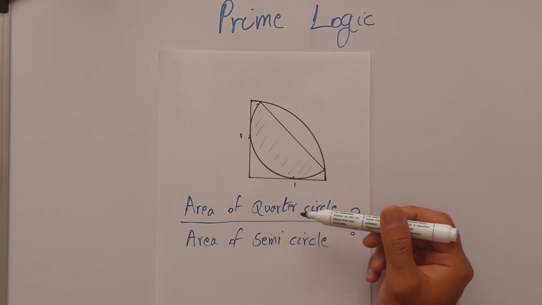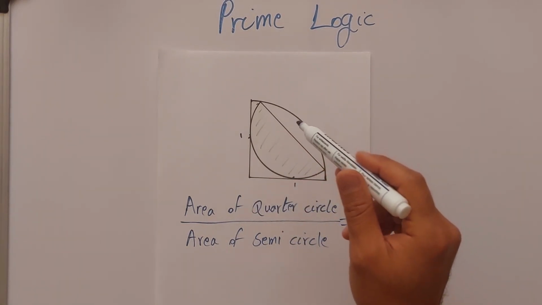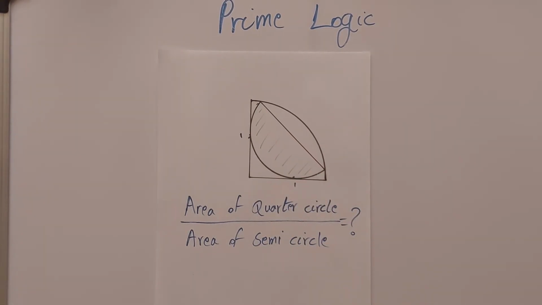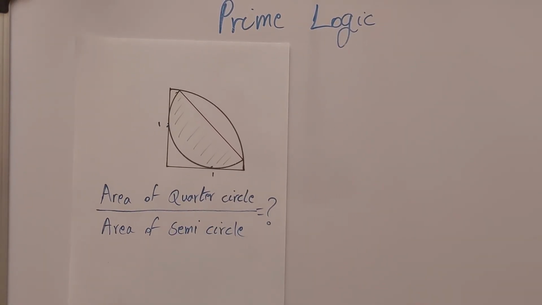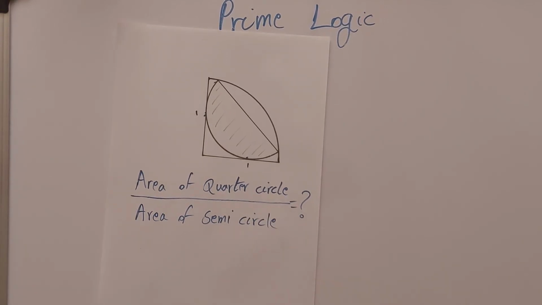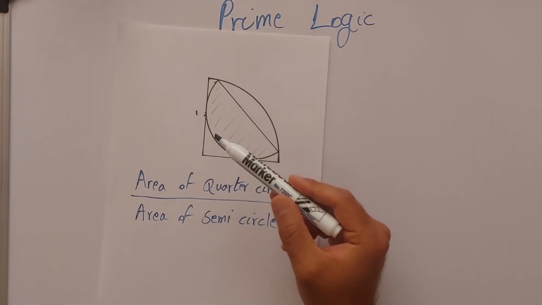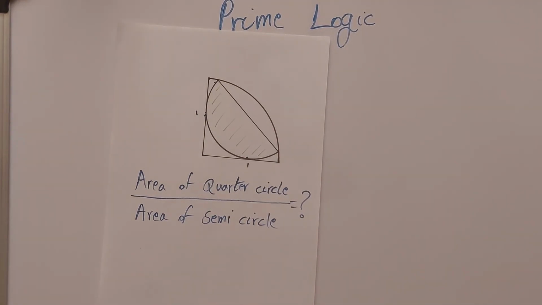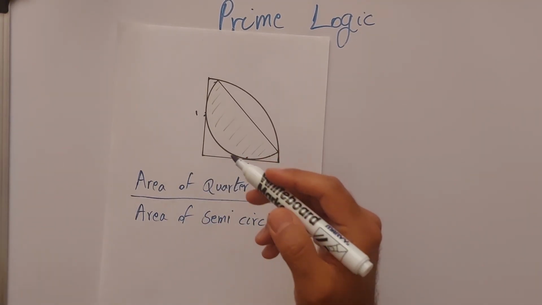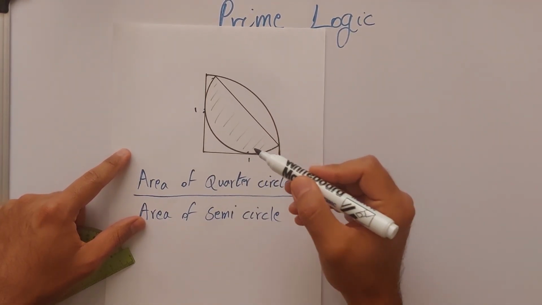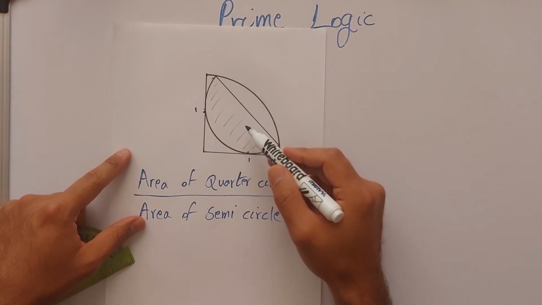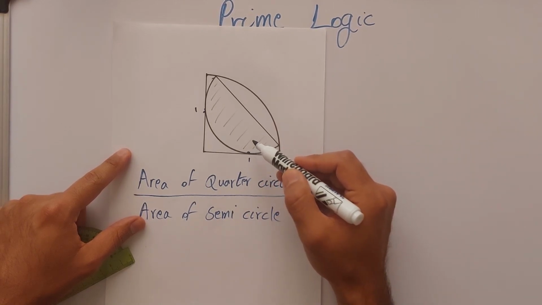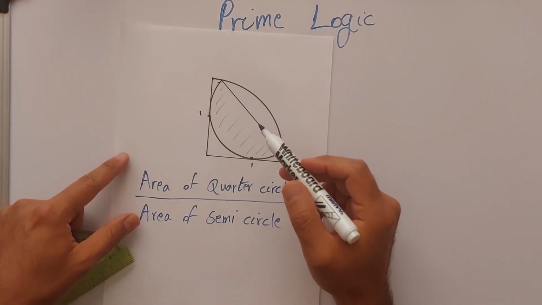What is the ratio of the area of the quarter circle over the area of the semicircle? By the way, this image is not drawn to scale, so it's not accurate. For the sake of simplicity, let's assume that the radius of the quarter circle is just 1 unit. So this is going to be the point of tangency, right? Because we know that this semicircle is tangent inside, or inscribed inside, this quarter circle.